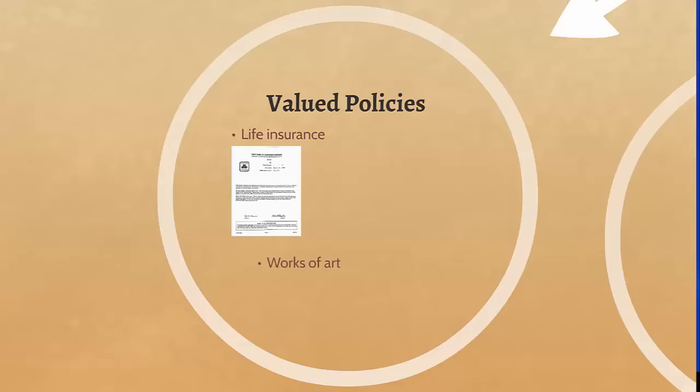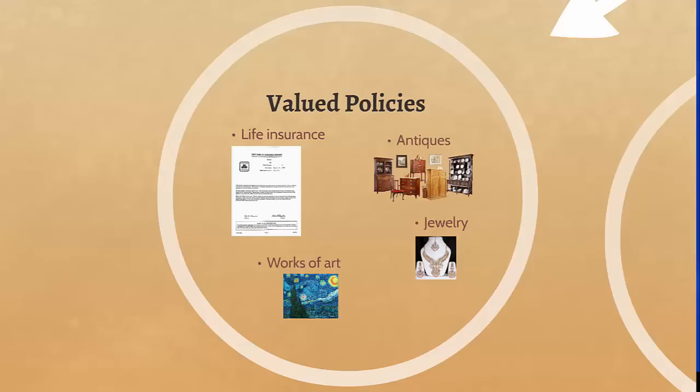Same with works of art in a different way, in that the value of the art is assessed before the loss so that there's no dispute over that value at the time of the loss, since different people might put a different value on various works of art. Another example is jewelry. Jewelry, again, needs to be appraised and valued by someone who is an expert, and then that value is what is placed on the valued policy for the insured. Antiques, again, difficult to value except by experts.